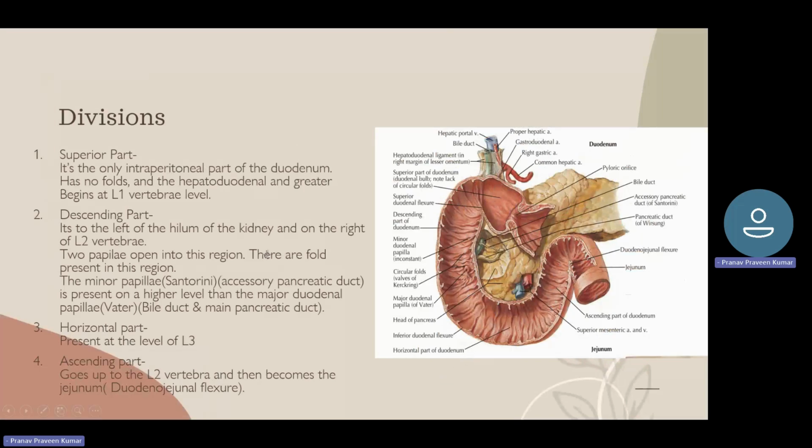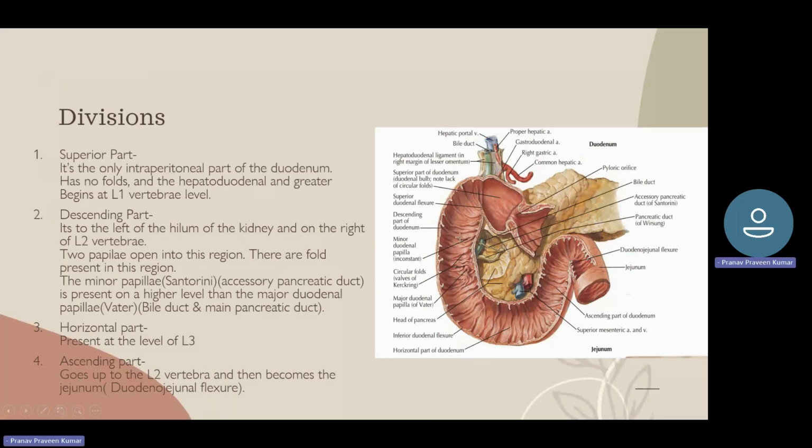Now, the divisions of the duodenum. There are four divisions: the superior or the ampulla, the descending, the horizontal part, and then the ascending part of the duodenum. The superior part has almost no folds in this region, and it is the only intraperitoneal part of the duodenum, and the hepatoduodenal ligament begins here. It's attached there, and this is almost at L1 level.